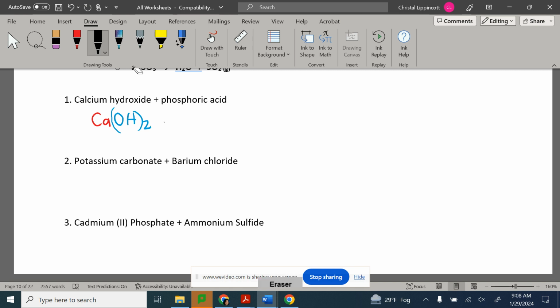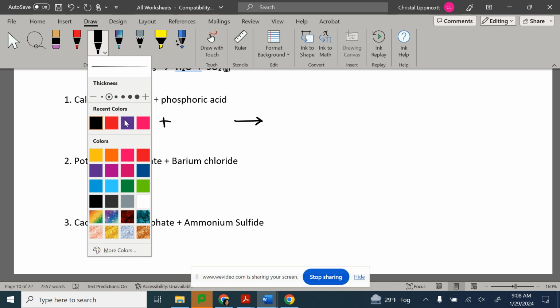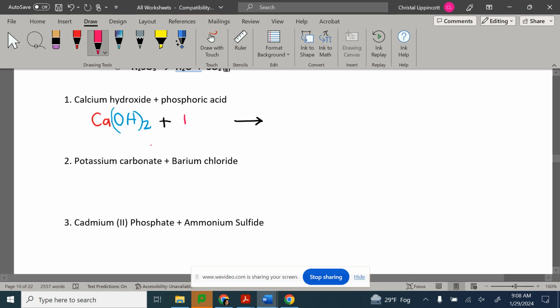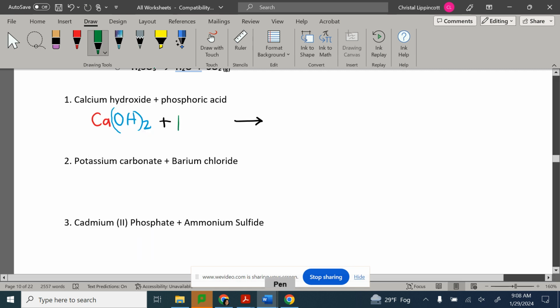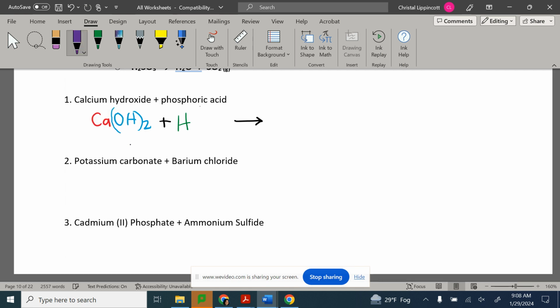Oh, shoot. It's not an arrow yet. I got carried away. I'm going to do my arrow here. I don't like that pink. It's too close to the red. All right. So this is what I'm starting with.